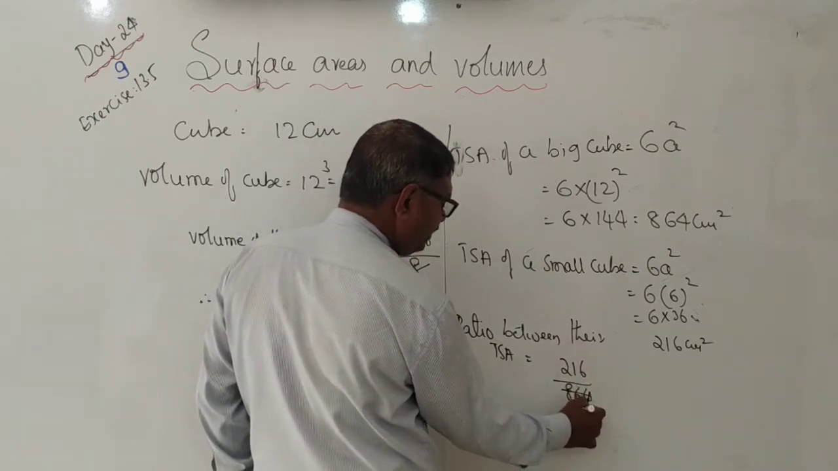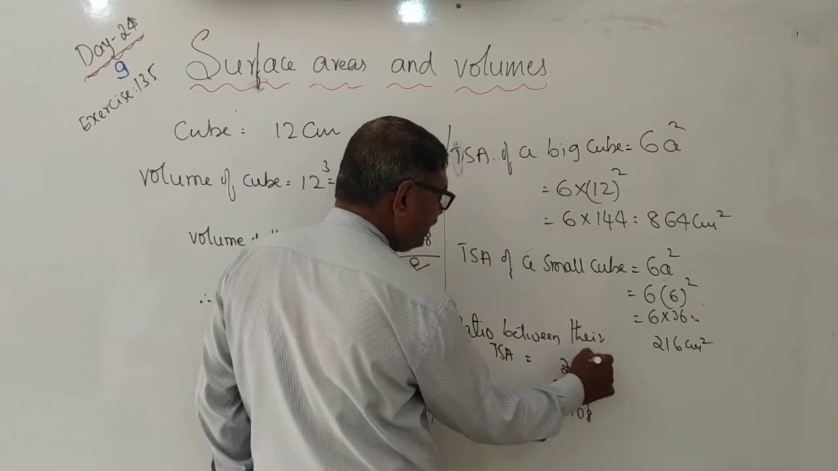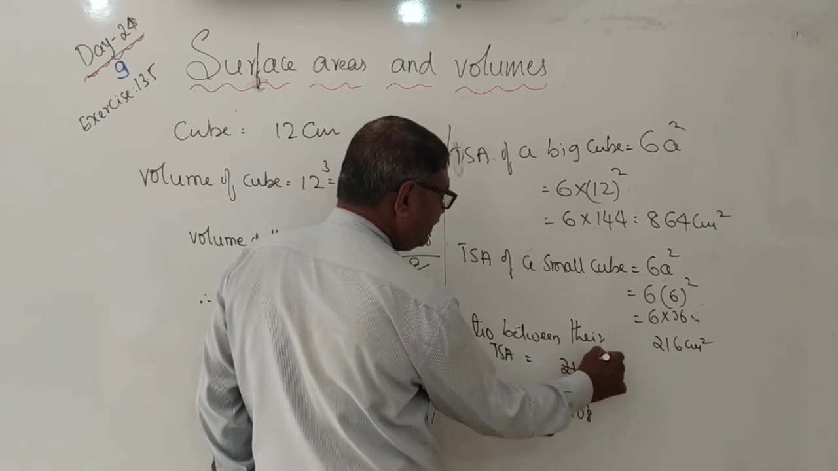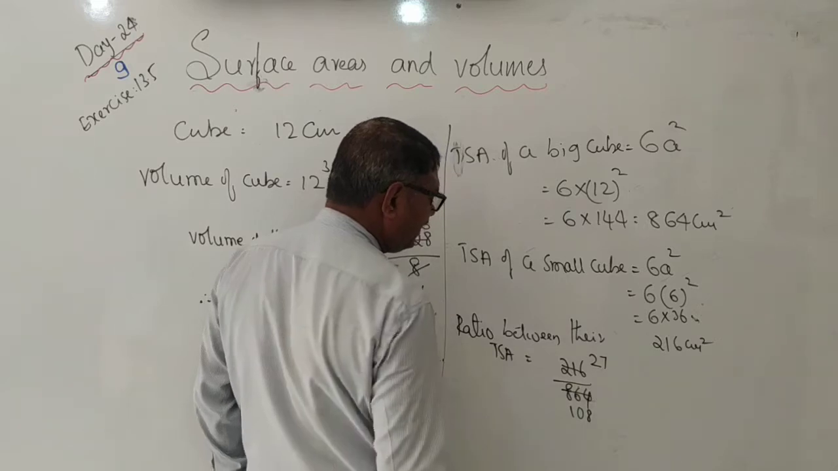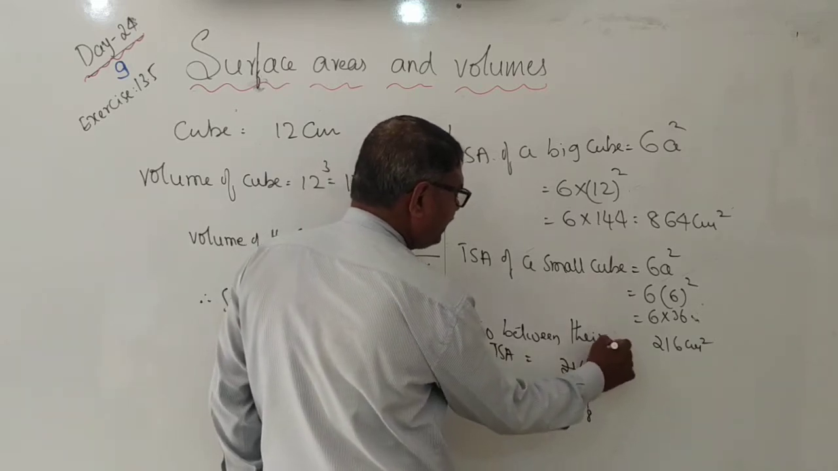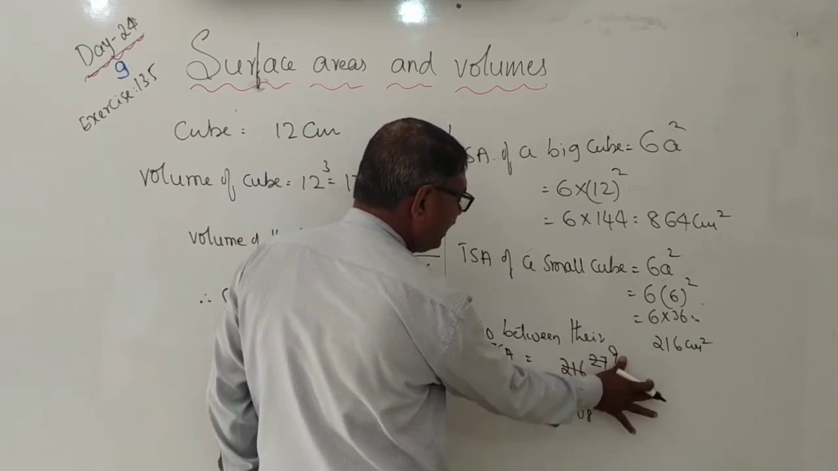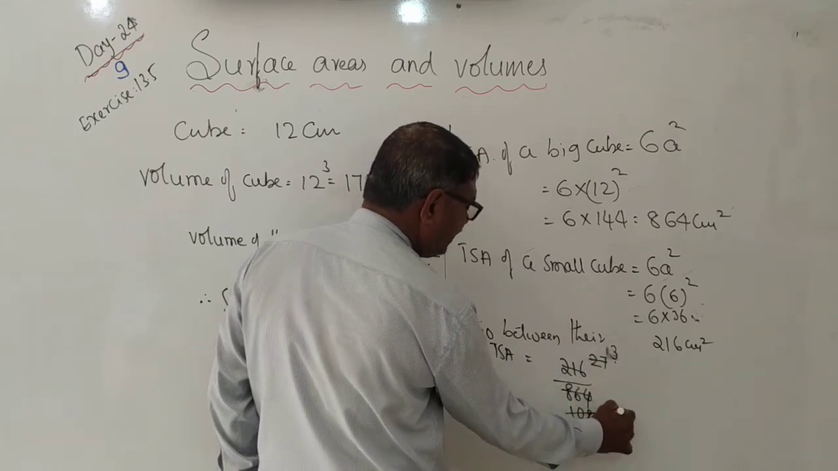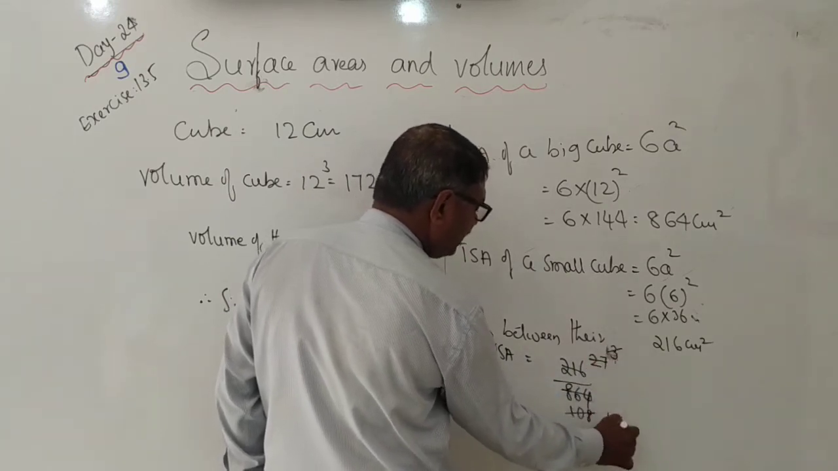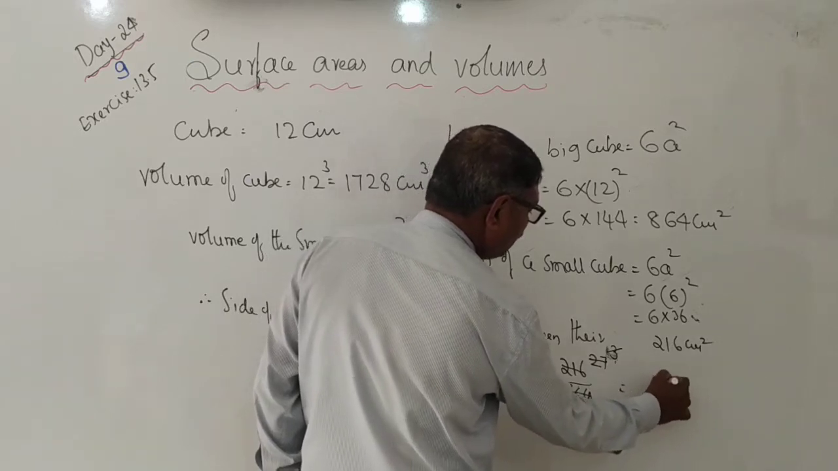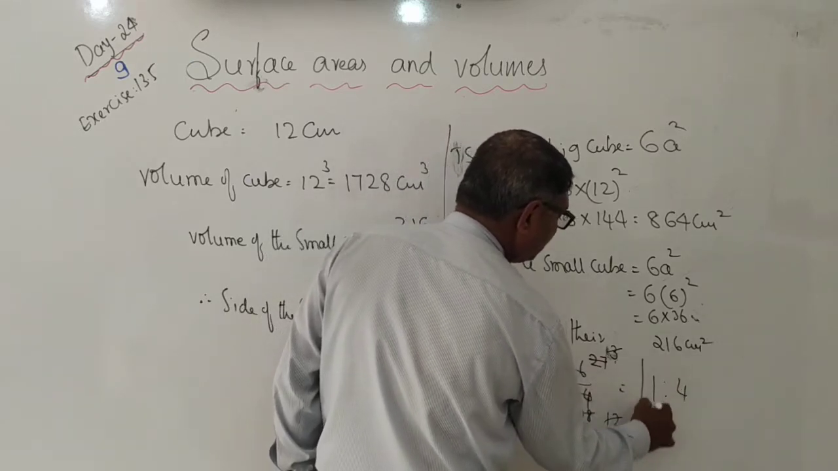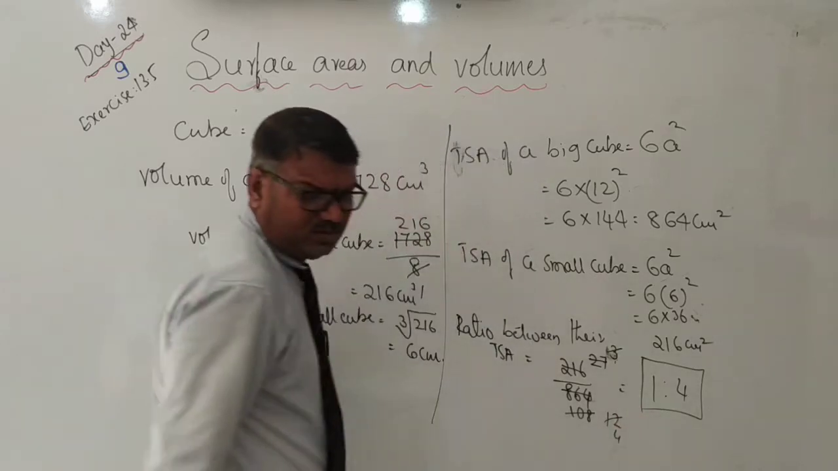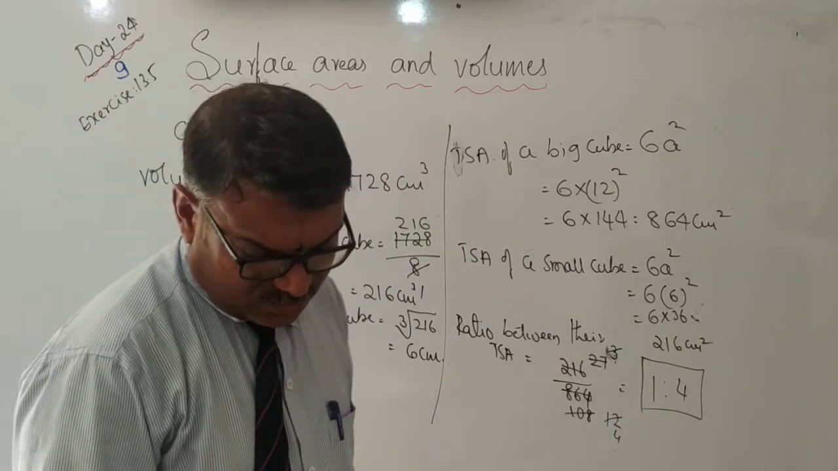8 ones 0, 8 8s. Yes, 8 2s 16. Yes, 8 7s. Next, 3 9s, or directly you can do 9 3s. 9 1s 9, 9 2s. 3 1s 3, 3 4s. Therefore, what is the ratio? 1:4. What is the ratio? 1:4.